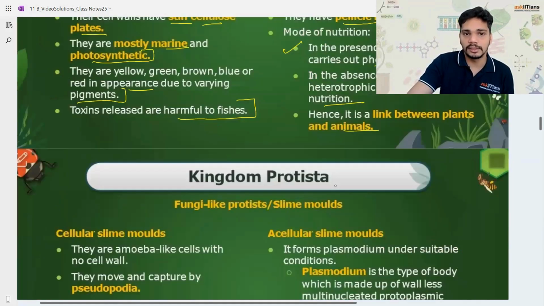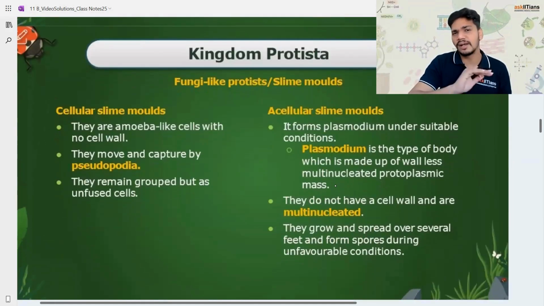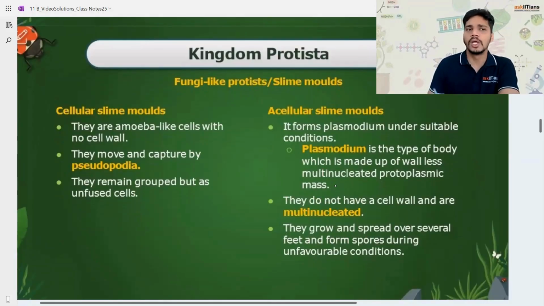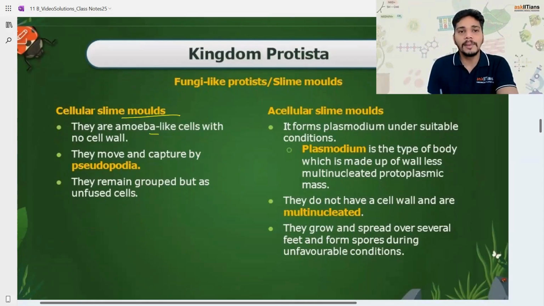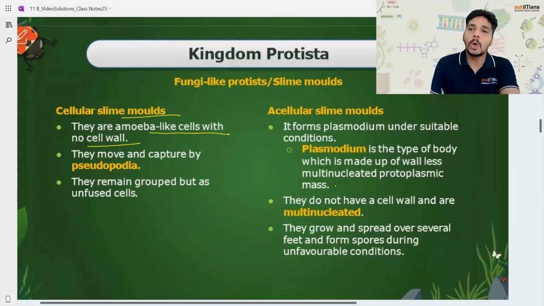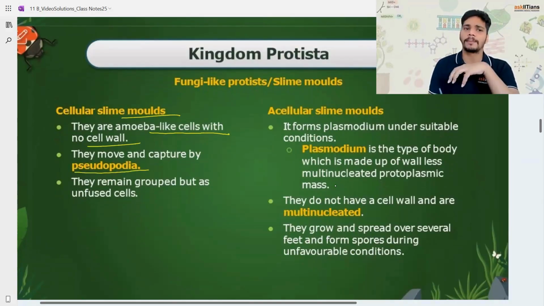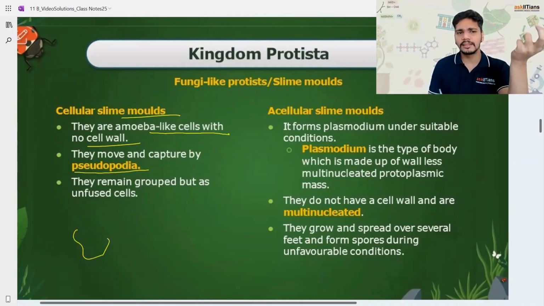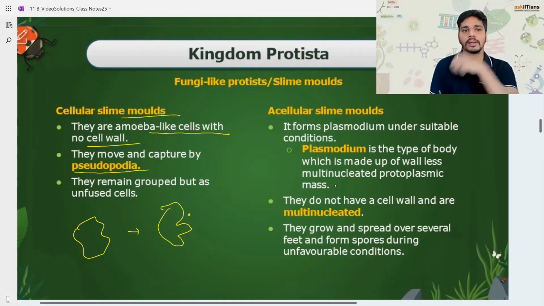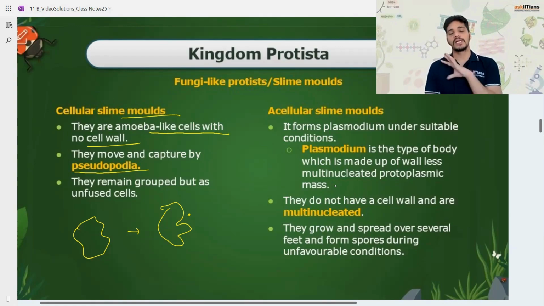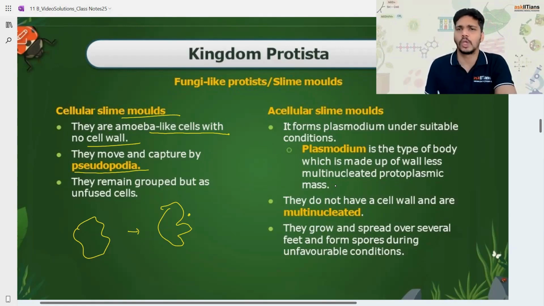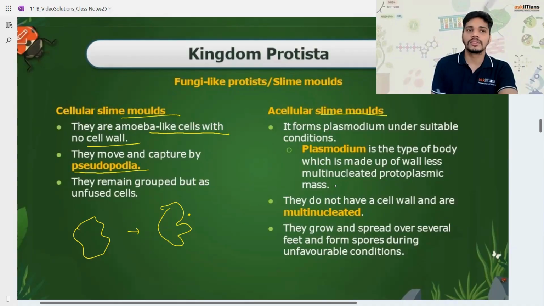So let's go further. Now the fungi-like protists and the slime molds. So cellular slime mold. They are amoeba-like cells with no cell wall. They move and capture prey with pseudopodia, like amoeba do. If you want to catch the prey, you can use this as a pseudopodium. They remain grouped but as unfused cells. Even if they are found in a group, it is not a colony.